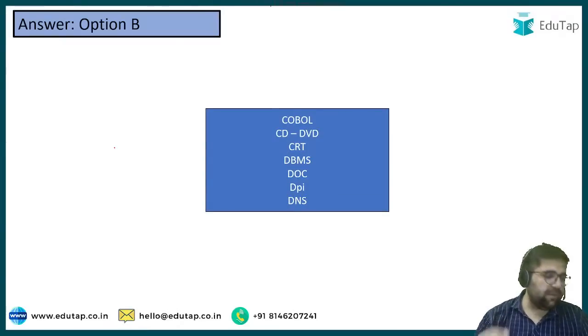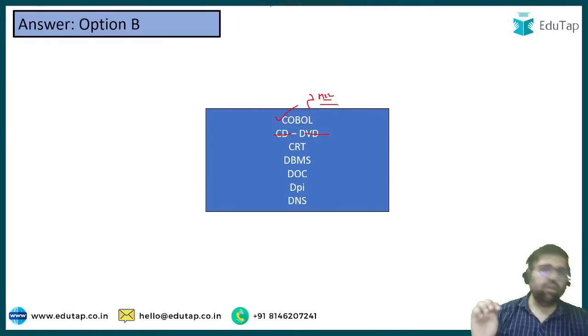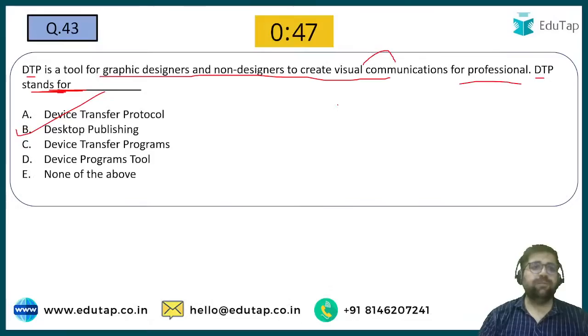Now we have certain more short forms to discuss. What is COBOL? First, let me know COBOL. CD and DVD we have discussed. COBOL is a high level language. Okay. COBOL is a high level language. This we have discussed. Question number, what is the question number, 43?